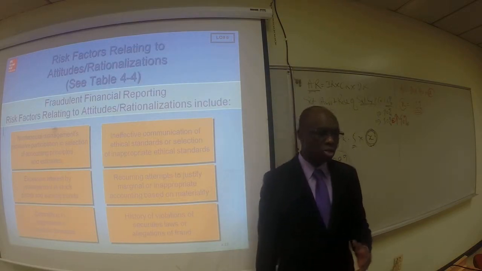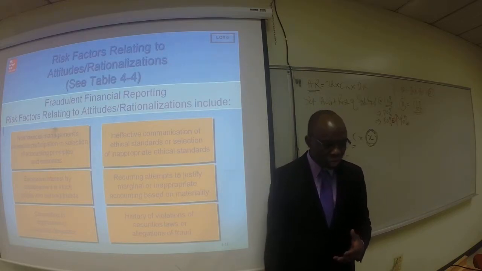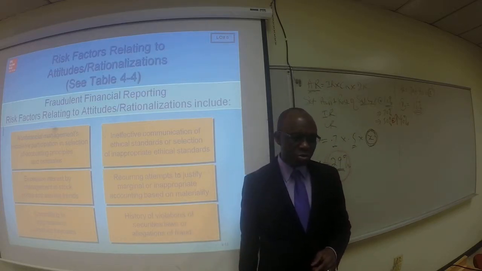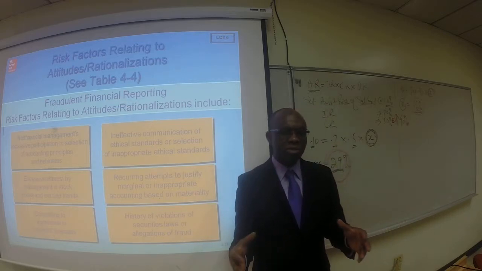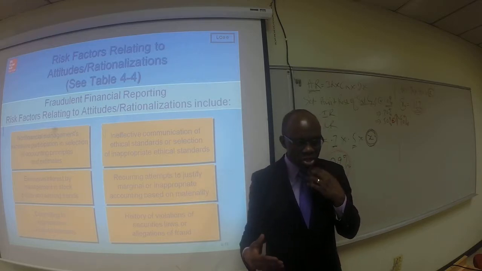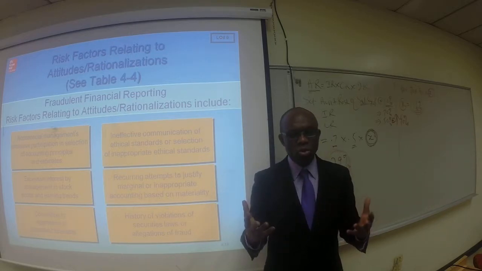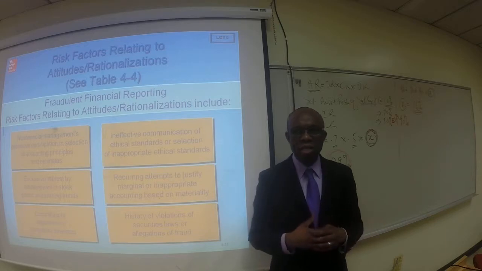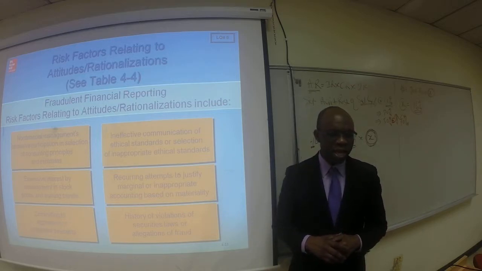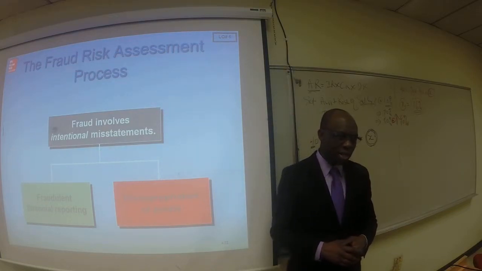fraud. So let's take a look at some risk factors relating to attitude and rationalization. Take a look at one of the factors here: committed to aggressive or unrealistic forecasts. If management has the habit of committing to aggressive or unrealistic forecasts, then they put unnecessary pressure on themselves, and by so doing, they are more inclined to commit one fraudulent act or the other in order to make their numbers work. So moving along, let's take a look at the fraud risk assessment process.